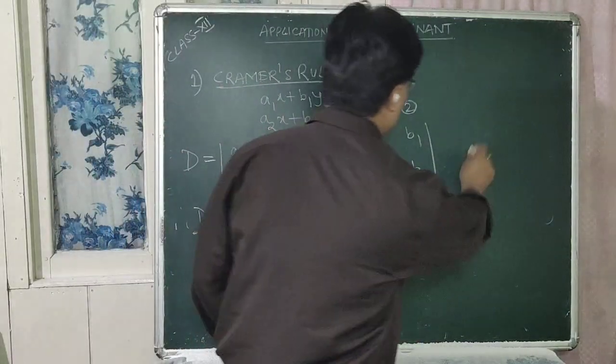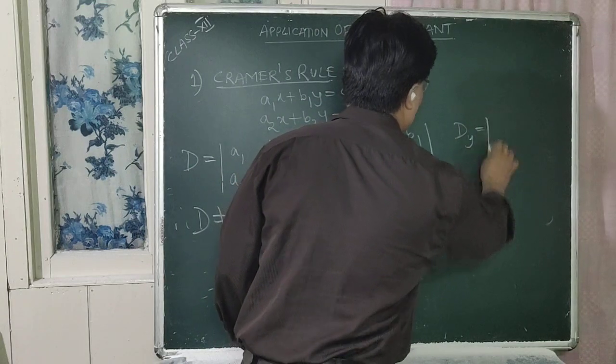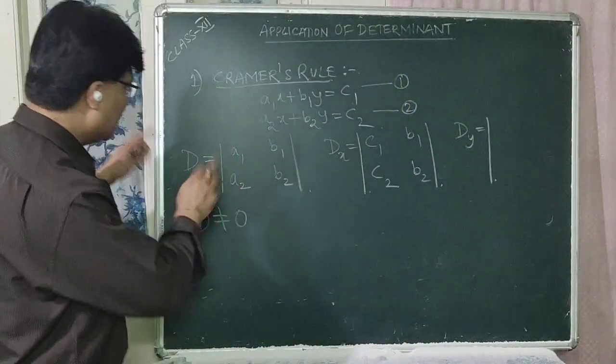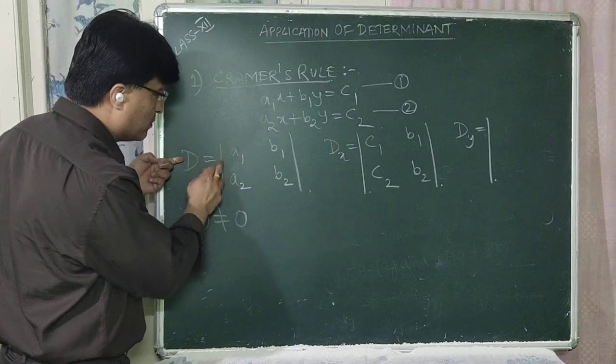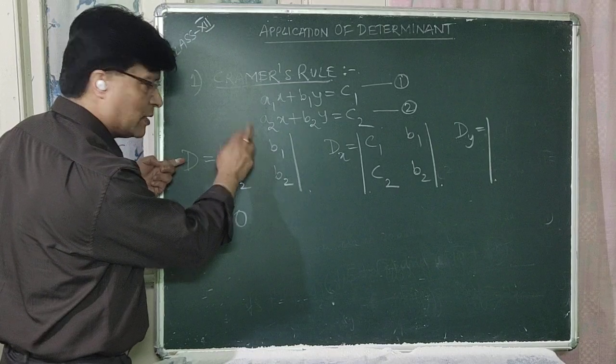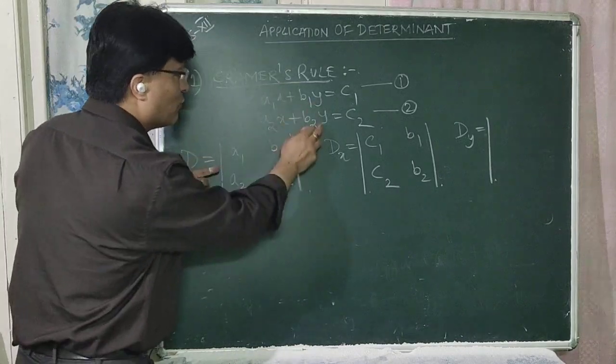Similarly you can find out Dy. So Dy is equal to, in this determinant, again you have to consider this determinant. The first column is the coefficients of x and the second column is the coefficients of y.